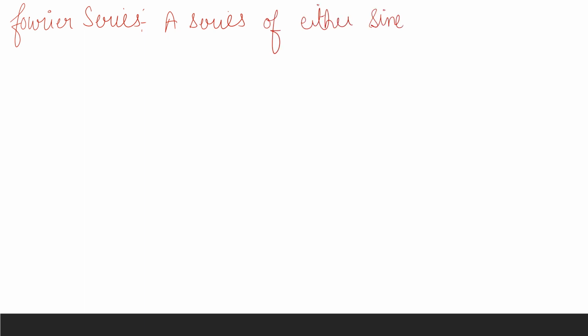Hello everybody, today we are going to learn about Fourier series. What are Fourier series? A Fourier series is a series of either sine or cosine functions. You already have learned about a series in your previous classes. That series is just a sequence with plus or minus signs. Fourier is a mathematician who gave the Fourier series. So a series of either sine or cosine functions is called a Fourier series.